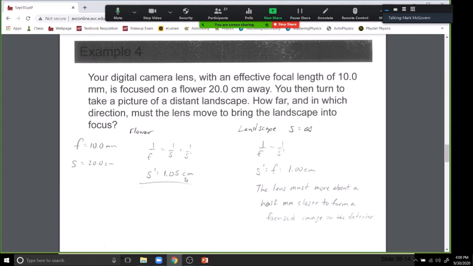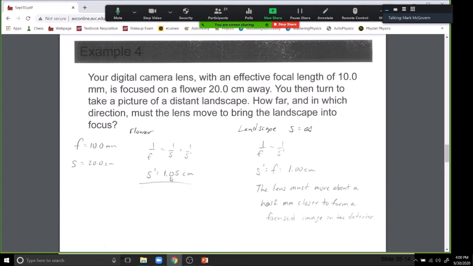When we say distant landscape, you don't see a number there because that's sufficiently far away that we're not really going to get anything substantially different than if we just put infinity in there. Okay, so look at this though. If we're looking at something distant, then we expect the image to form at the focal length. Focal length is 1 centimeter. So if S becomes infinite, then S prime and F become the same thing.